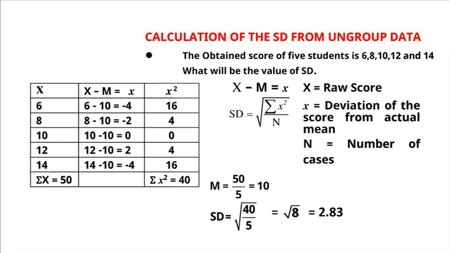Now, how will we calculate the standard deviation of this data? The formula of standard deviation is sigma of small x, that is, the square root of sigma x squared upon n.